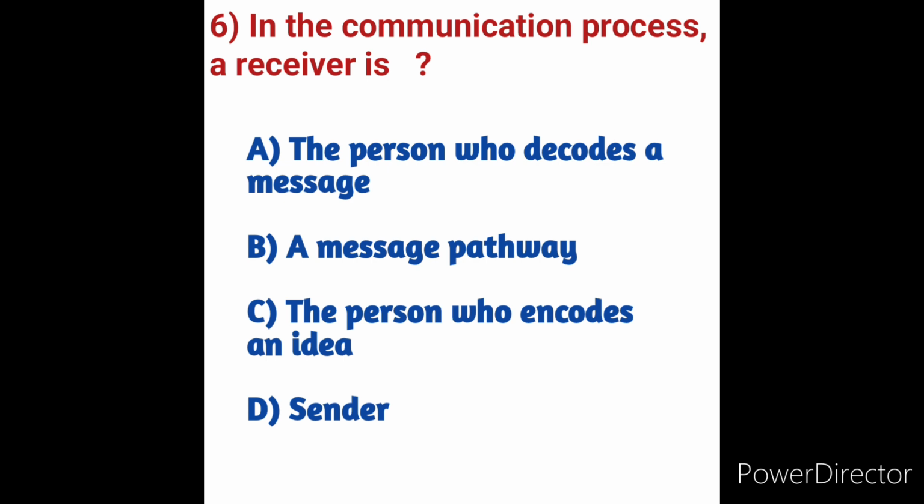Option A, the person who decodes a message. Option B, a message pathway. Option C, the person who encodes an idea. Option D, sender. The receiver is the individual or individuals to whom the message is directed.